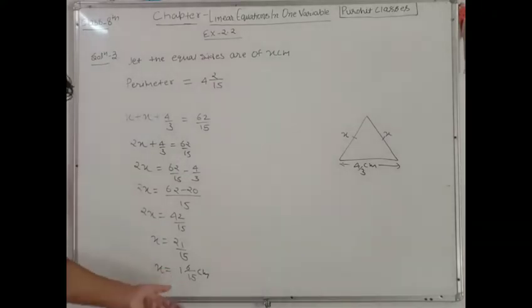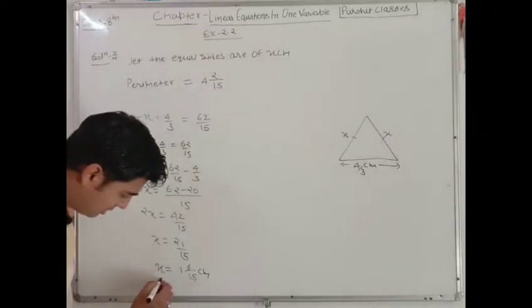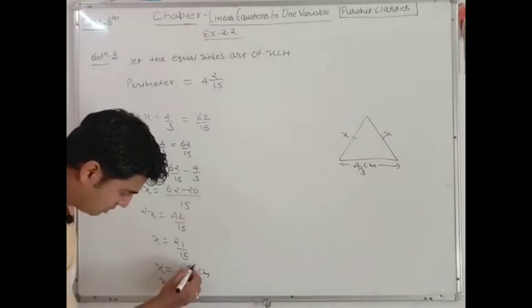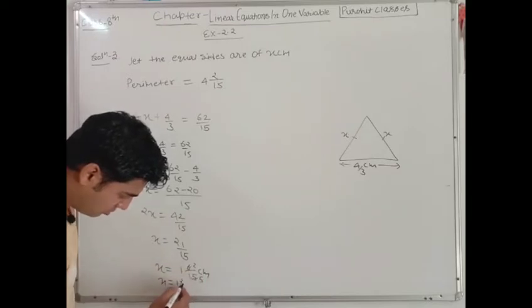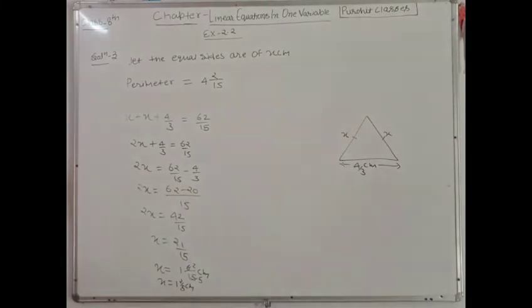If you want to simplify it further, 3 twos are 6, 3 fives are 15, so it becomes 1 whole 2 by 5 centimeter. So this can also be written. Understood? So the answer will be 1 whole 2 by 5 centimeter. Okay, pause the video and note it down.